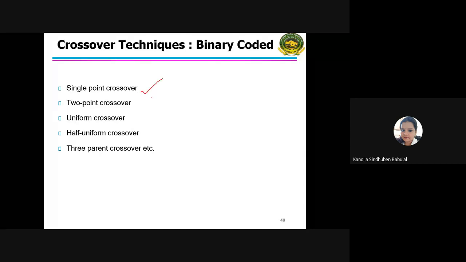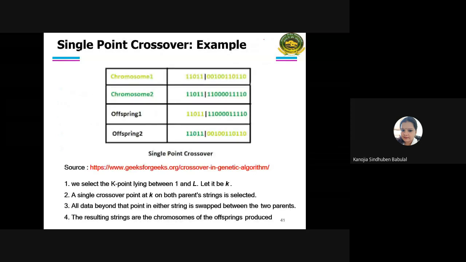One is single point, then 2-point, uniform crossover, half uniform crossover, and 3-parent crossover. In the same way, we also have various other crossover mechanisms. So let us discuss them. These are very interesting and easy to understand. Let us first talk about the single point crossover.